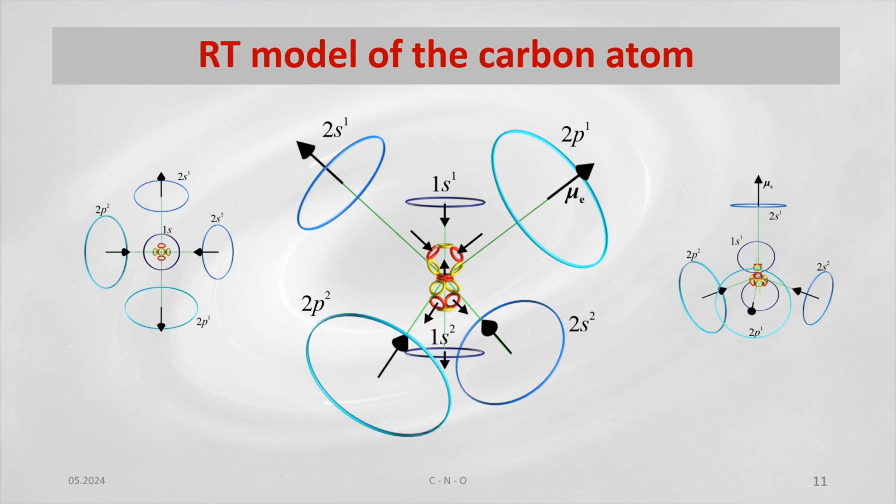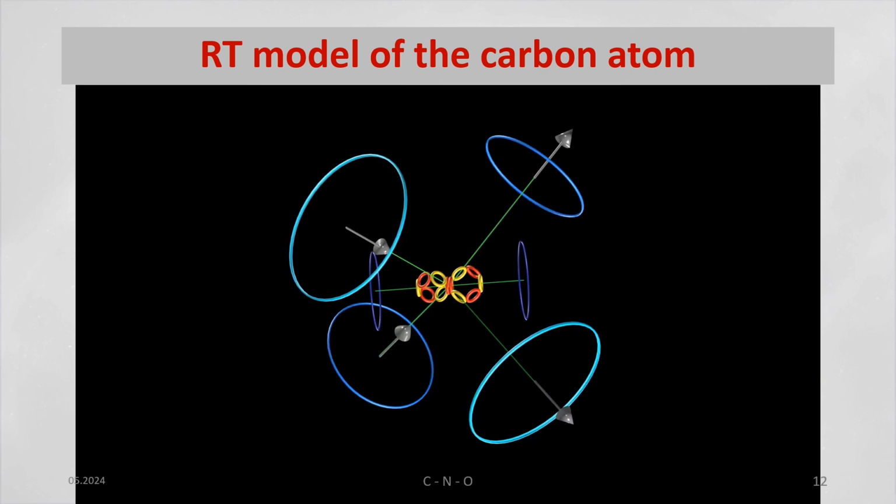In the pictures we can see different views of the schematic representation of the carbon atom models. Model of the carbon atom according to the ring theory in spatial mapping.